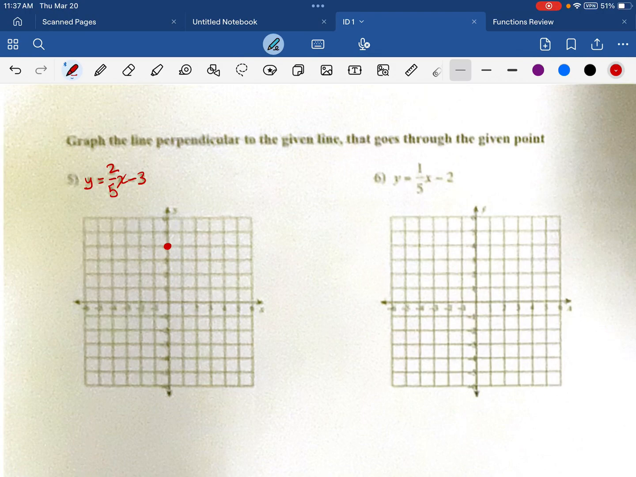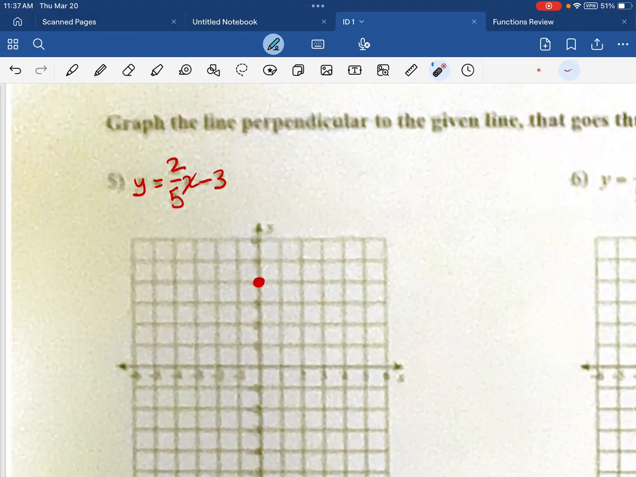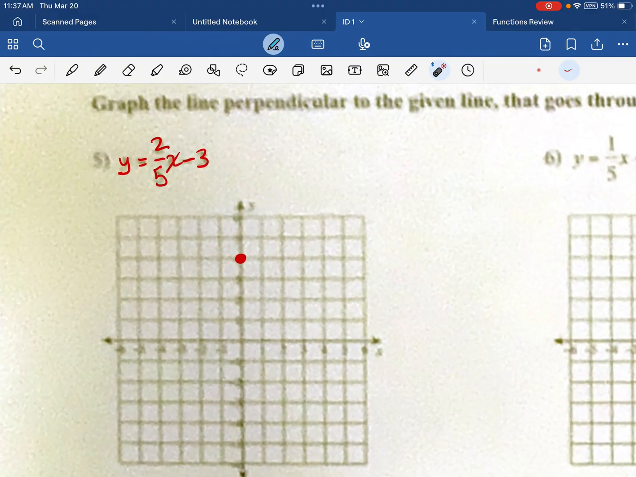Alrighty, I'm looking at problem number 5 on our review. We are going to graph a line that's perpendicular to the given line that goes through the given point. On your test, there will be a question similar to this one, where it gives you a point and it gives you a line, and it's going to ask you to graph something that's either parallel or perpendicular to that line. Okay, let's jump into this.